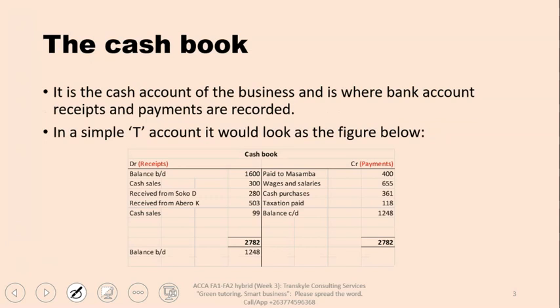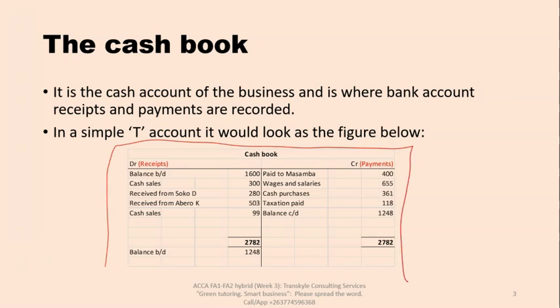Now, the cash book. It is the cash account of the business and is where bank account receipts and payments are recorded. So whenever we have bank transactions like bank payments or receipts from customers, all those transactions are reflected in the cash book. In a simple T account it would look like this. You can see this is our cash book, ladies and gentlemen. A typical cash book is like this one.